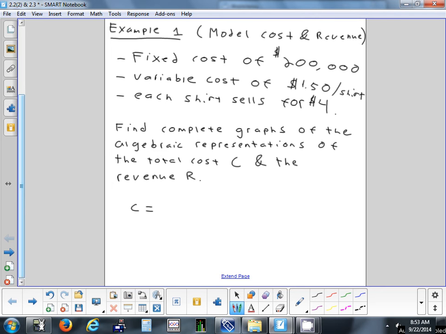Marina? 200,000 plus 1.5x. Okay, so she said 200,000 plus 1.5x. Now what's x? The number of shirts. Sure. So x is the number of shirts produced. The 200,000 never changes. That's the fixed cost. And what would be the equation for our revenue? Not our profit, just the revenue.